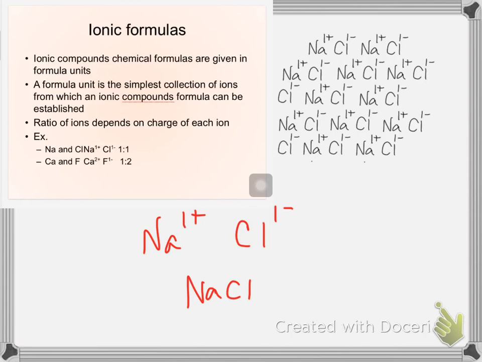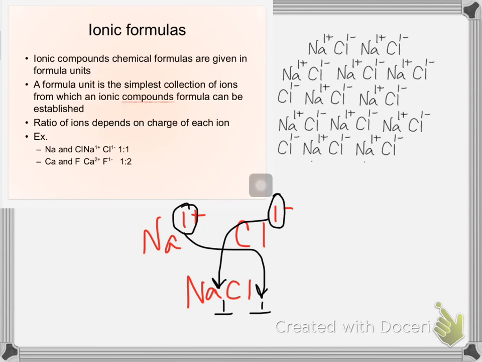Did you do crisscross in physical science? Do you remember crisscrossing? We're going to do a lot of it next chapter, but how did I get the subscripts there? What are the subscripts here? They're ones. If it's a 1, we don't write it. We take the magnitude of the charge, bring it down and over, magnitude of the charge, bring it down and over. That gives us our ratio.